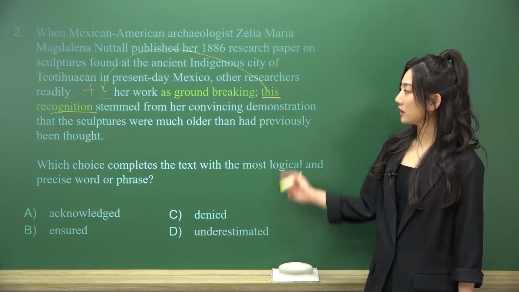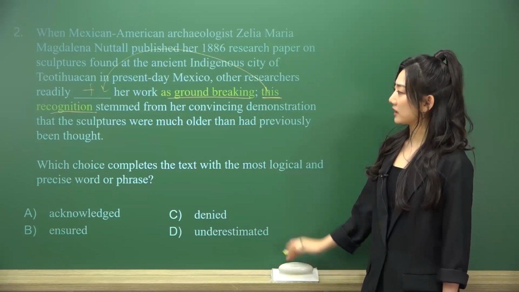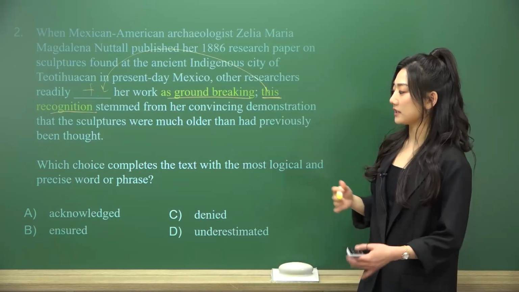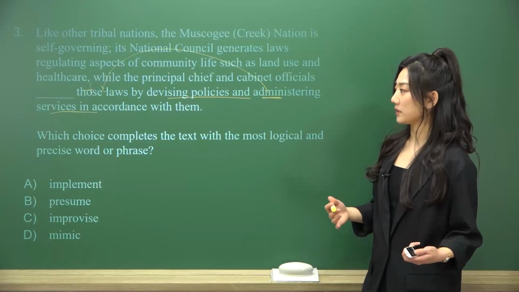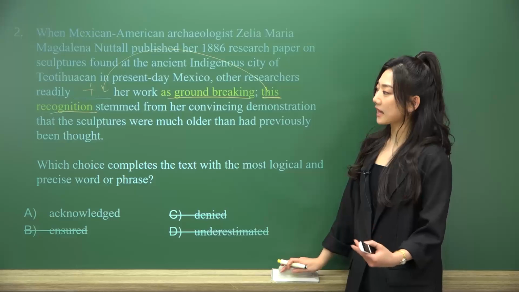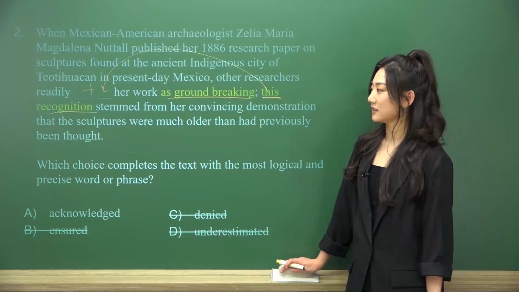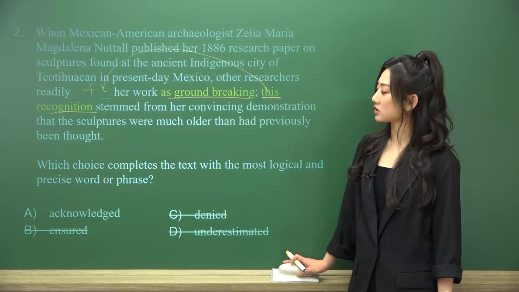So we need to show that her work was groundbreaking and this recognition. So our word needs to be close to recognition, which is going to be acknowledged, right? Readily acknowledged her work, saying that it was groundbreaking. And that was equivalent to recognition.